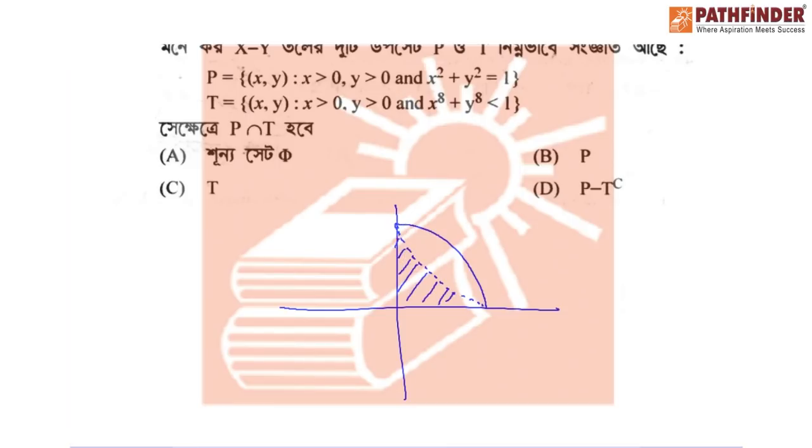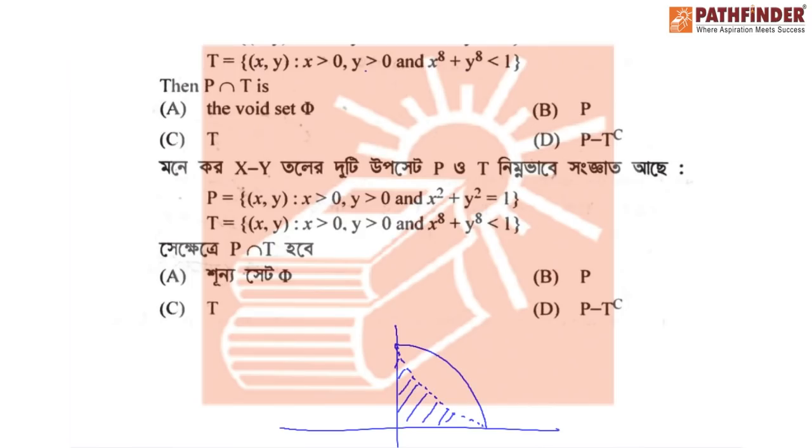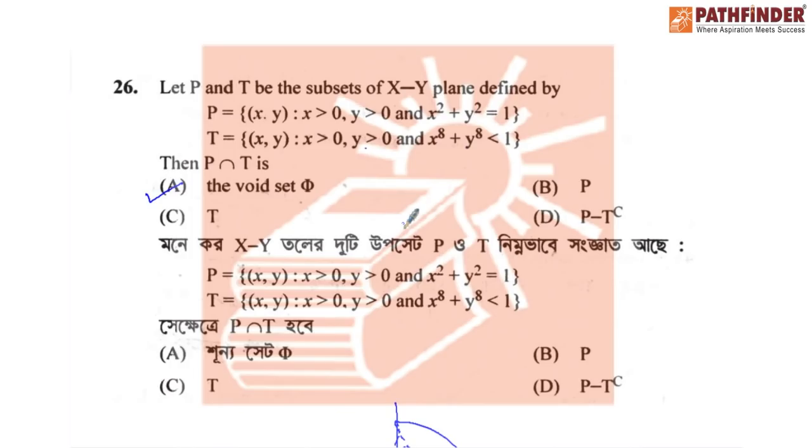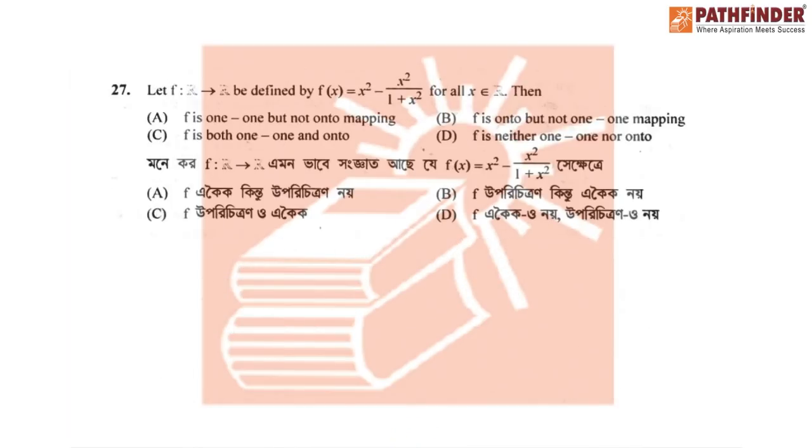That means we'll get no value which satisfies these two cases, P intersection T. So we'll get the empty set. Next is question number 27. f: R to R is defined as f(x) = x square minus x square by 1 plus x square.